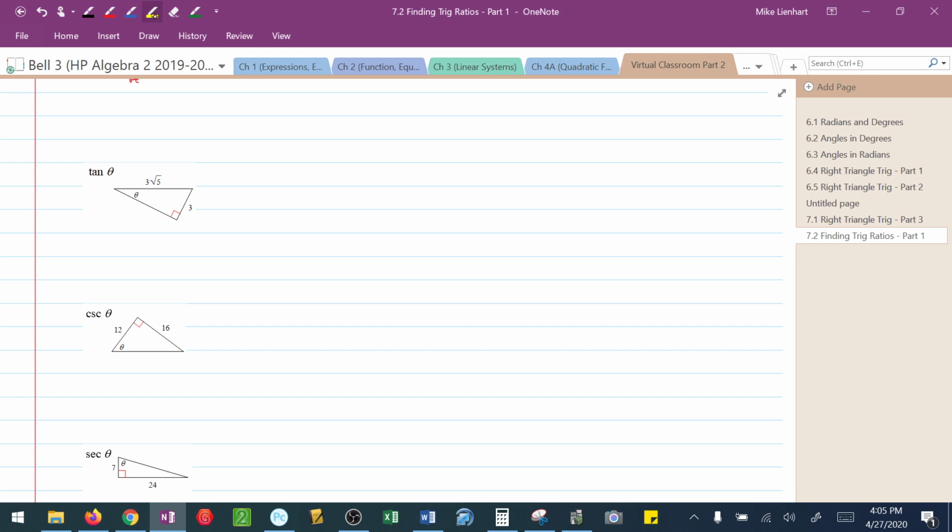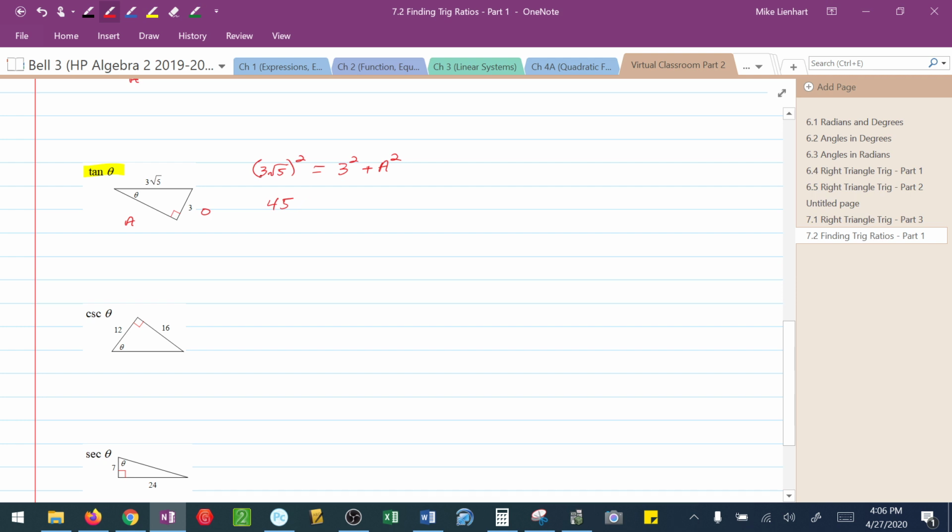Okay, the next problem, find the tangent of theta. The tangent of theta is opposite over adjacent. I don't know the adjacent side, but I can use the Pythagorean Theorem, which says 3 radical 5 squared has to equal 3 squared plus a squared. So 3 radical 5 squared would be 45.